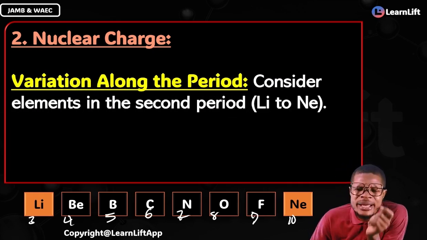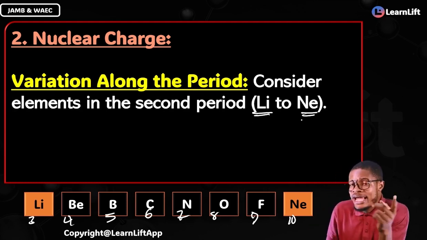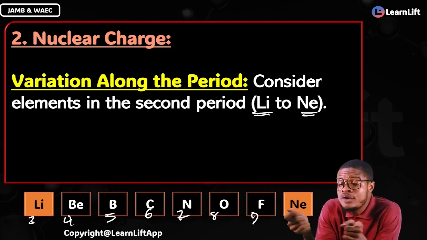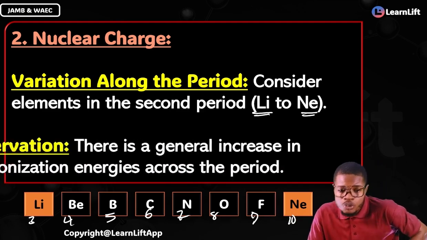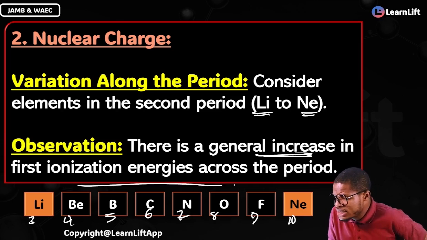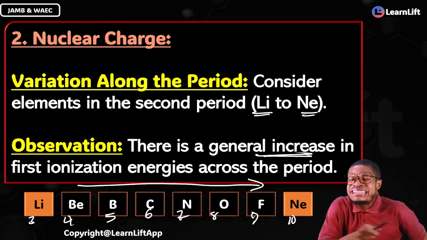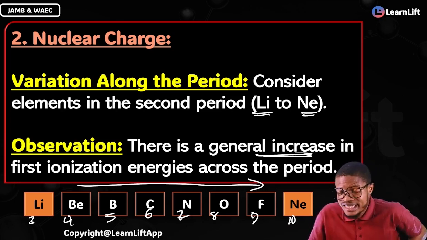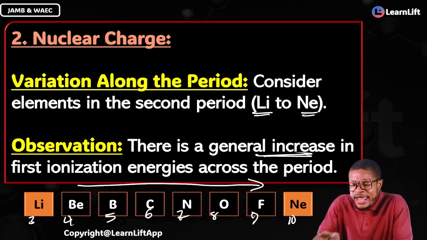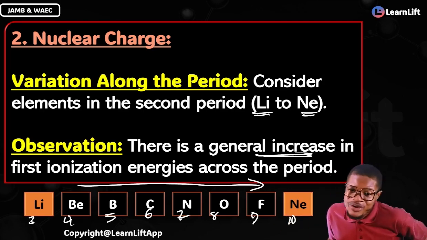When we consider elements in your second period, that's period 2, from lithium to neon: hydrogen, helium, lithium, beryllium, boron, carbon, nitrogen, oxygen, fluorine, neon. If you're looking at lithium to neon, what happened there? There is a general increase. There must be an increase in your first ionization energy because we said ionization energy increases across the period. Why? It is so because the nuclear charge, which is a product of the number of protons, is increasing across the what? The period. Does it make sense?